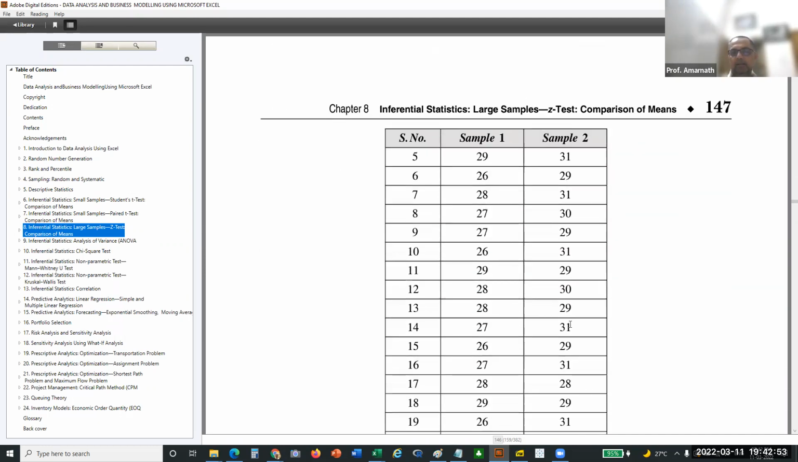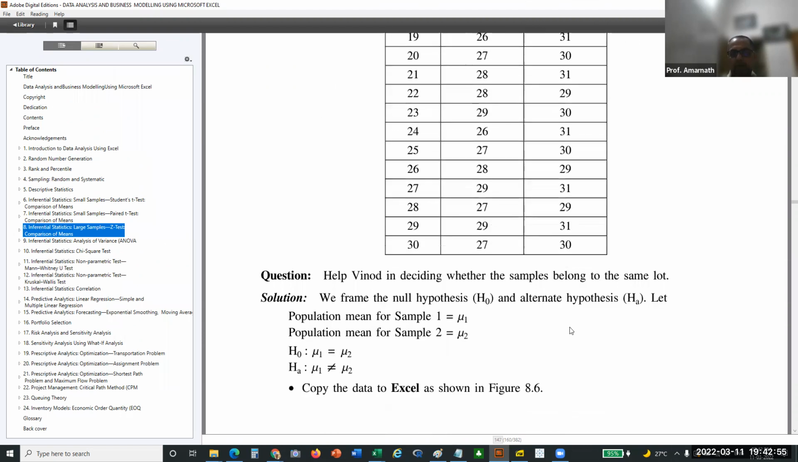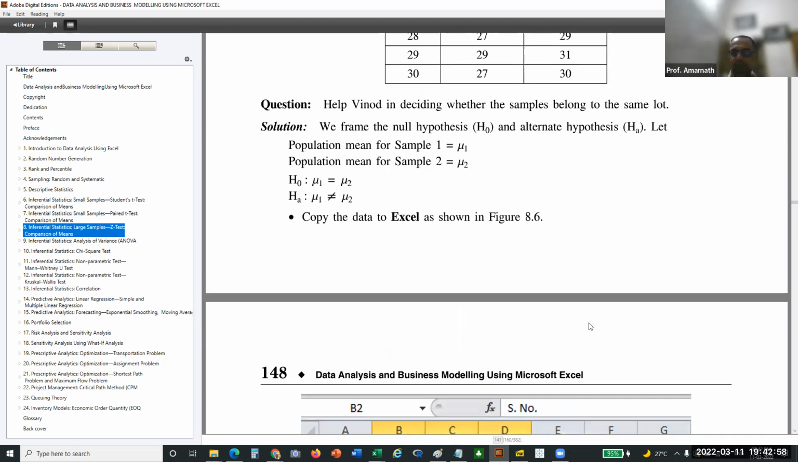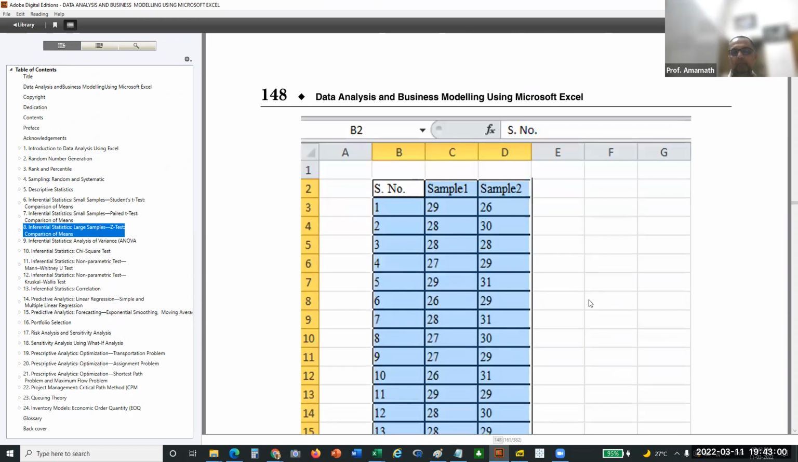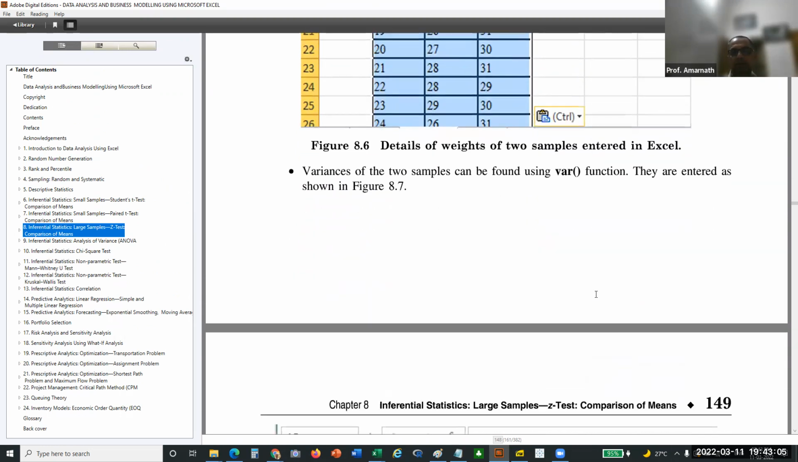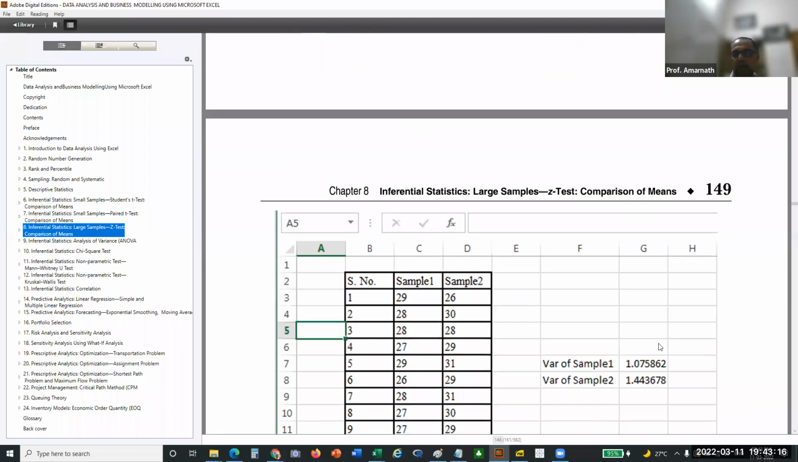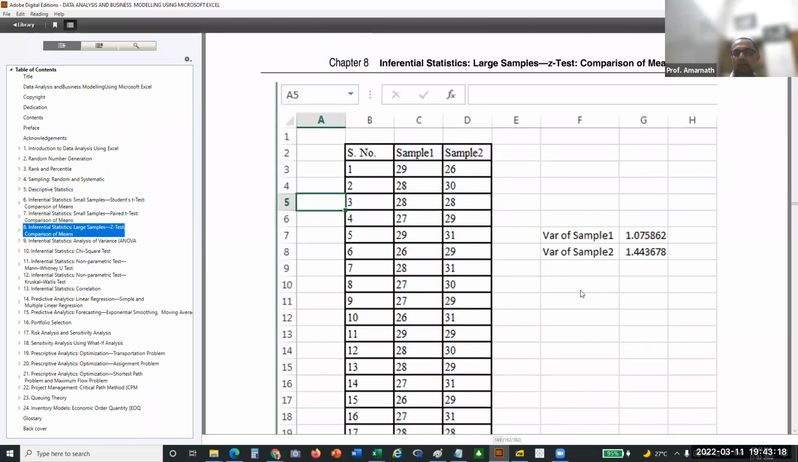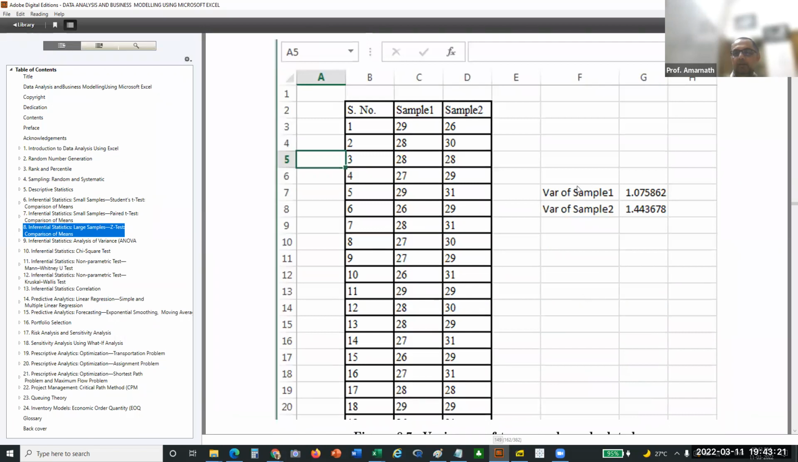Looks like an interesting example. So what is the answer? For this, the variance of the two samples is not given, so you need to use the variance function first. As you notice, the variance for the first sample is 1.07, and the other is 1.44.